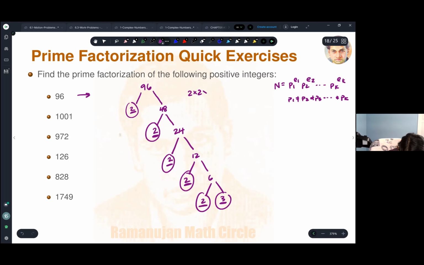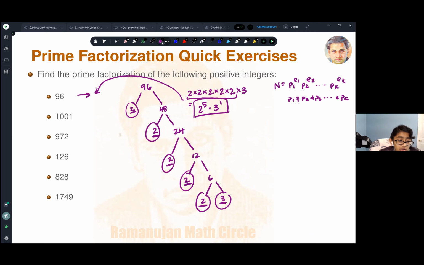The product of these is your prime factorization. So it's 2 times 2 times 2 times 2 times 2, and then 3, which is equal to 96. The power works like this: it's the number of times a number occurs in this product. So it's 2 to the power 5 times 3 to the power 1. And that's our prime factorization for 96. That's the process you can follow when you start off with prime factorizations. I'm going to leave this up here for at least the next example, and then after that I'll erase it because of lack of space.